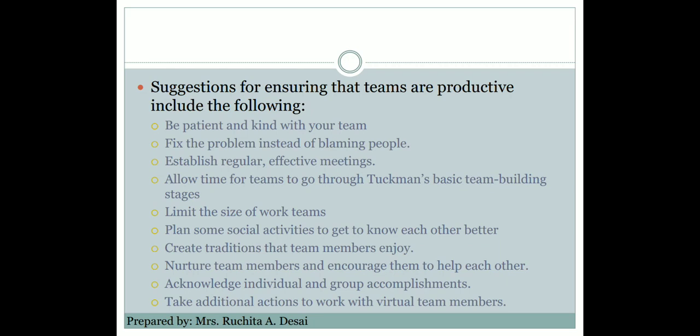Actions like, if it is possible, have a face-to-face or phone meeting at the start of the virtual project or when introducing virtual team members. Screen people carefully to make sure they can work effectively in a virtual environment. Try to arrange some face-to-face or phone meetings at the start so that the project team members can understand each other. These are some suggestions for managing the team.